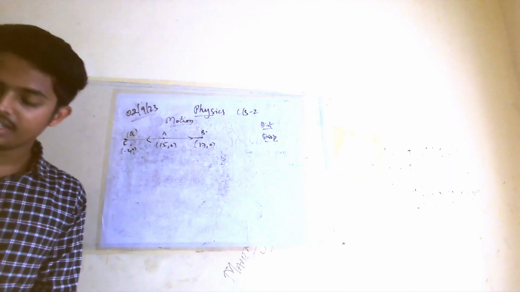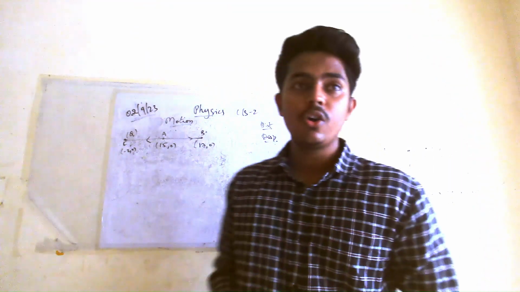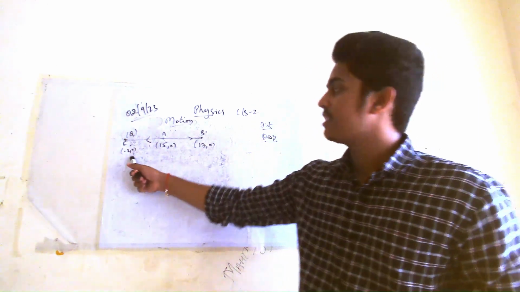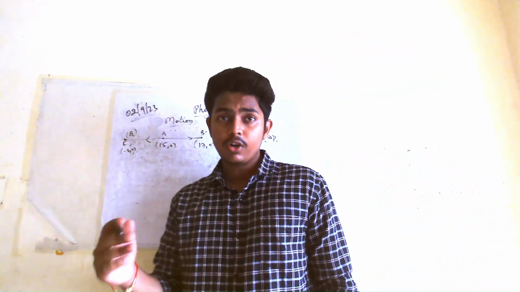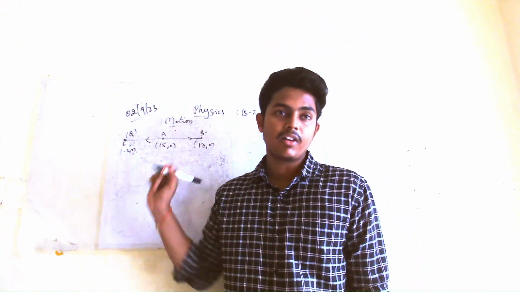Okay. There is an object. It is moving from point A, 15, 0 to point B, 17, 0, and then from point B to point C, that is minus 2, 0. We have to find the total distance covered by the body as well as the displacement covered by the body.